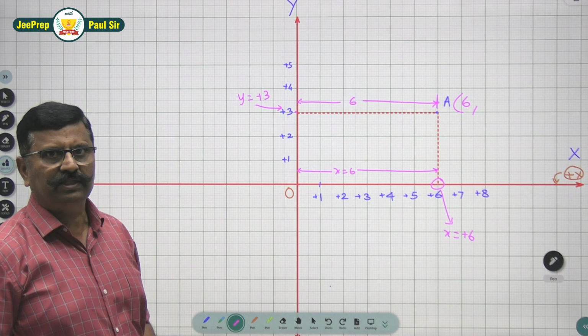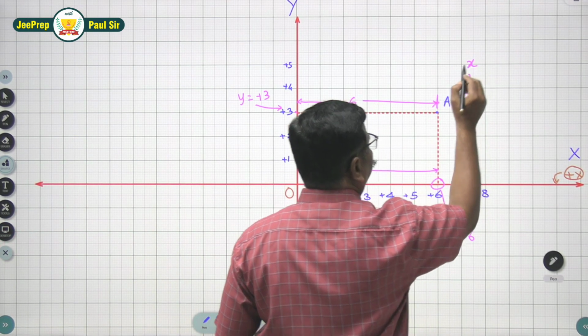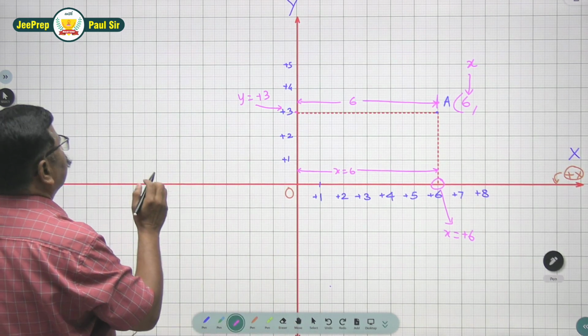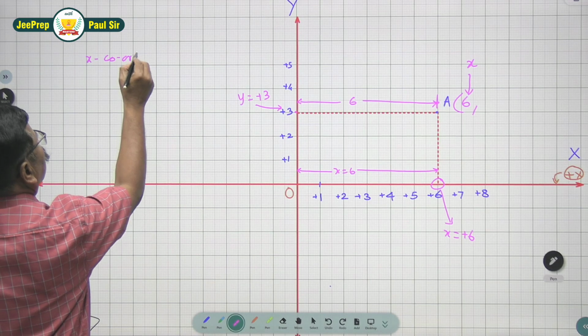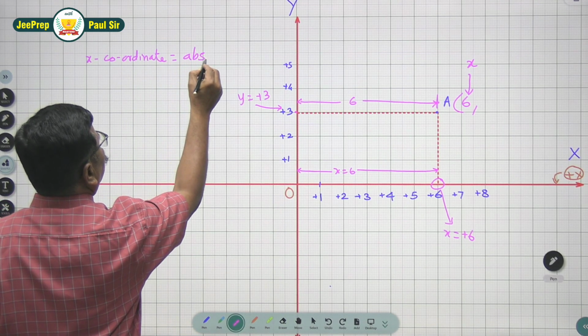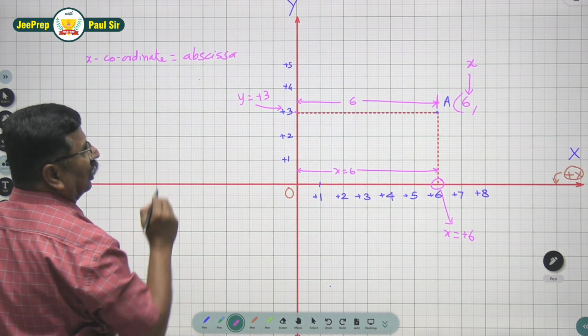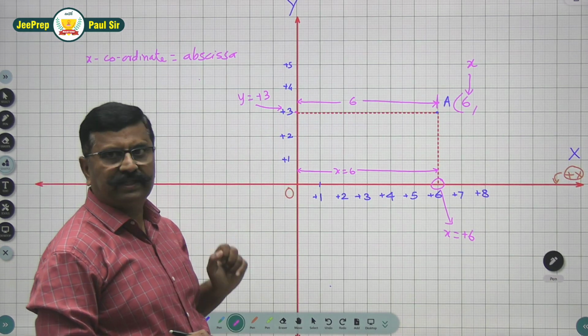The x coordinate is 6, and the x coordinate is also known as the abscissa. Now I have drawn the perpendicular from point A to the y-axis.